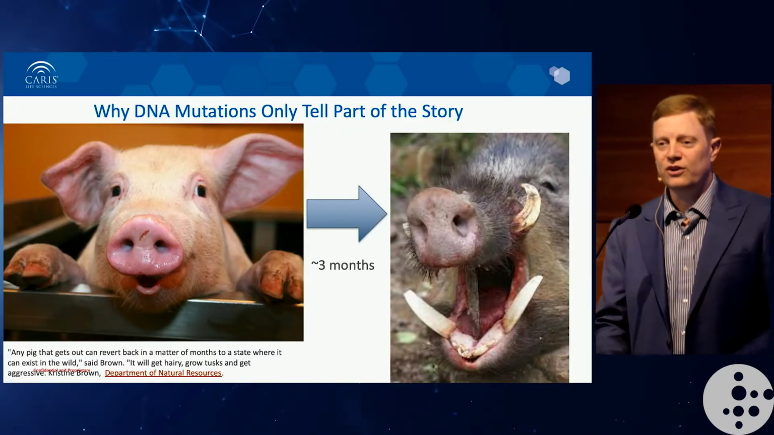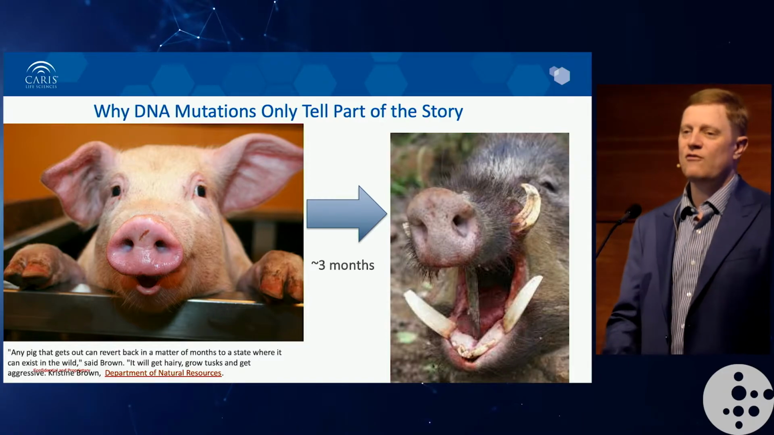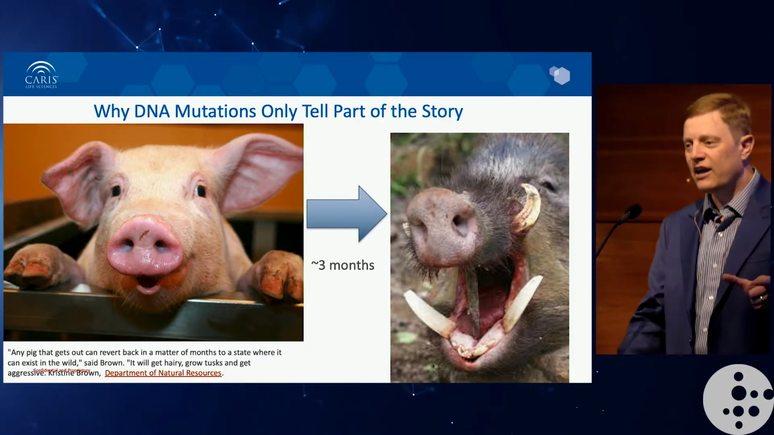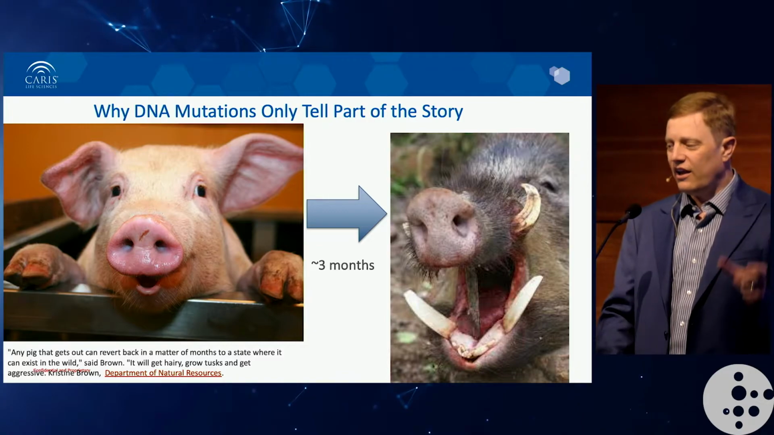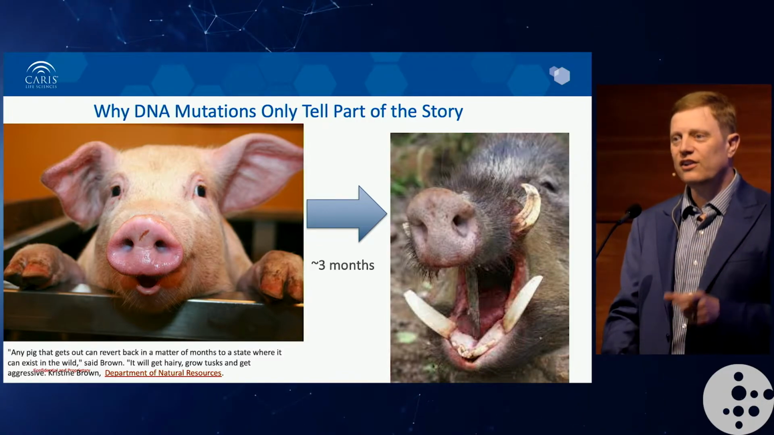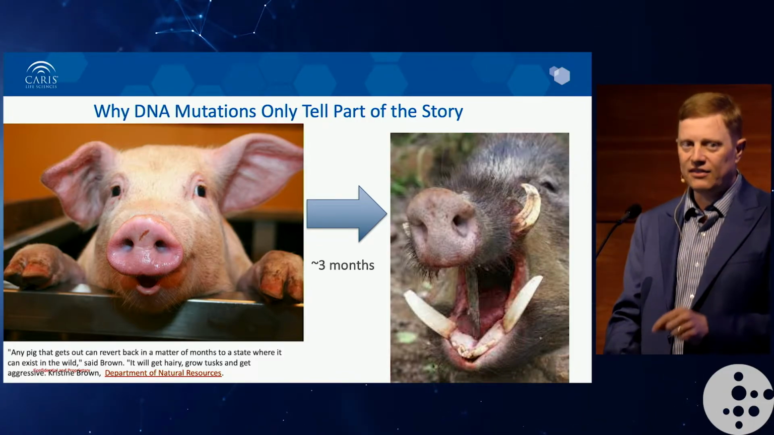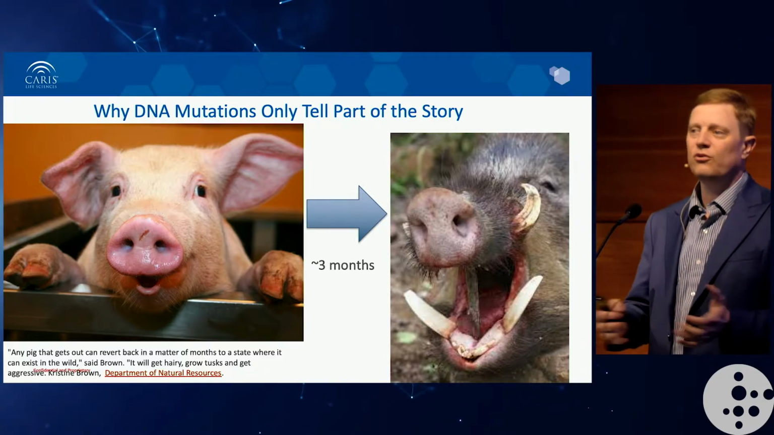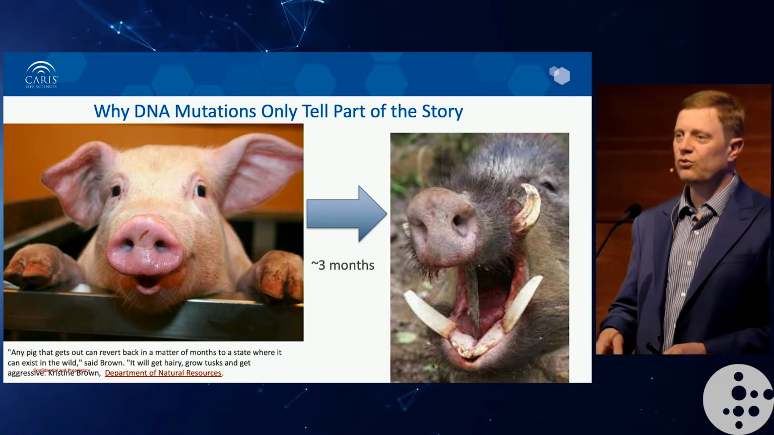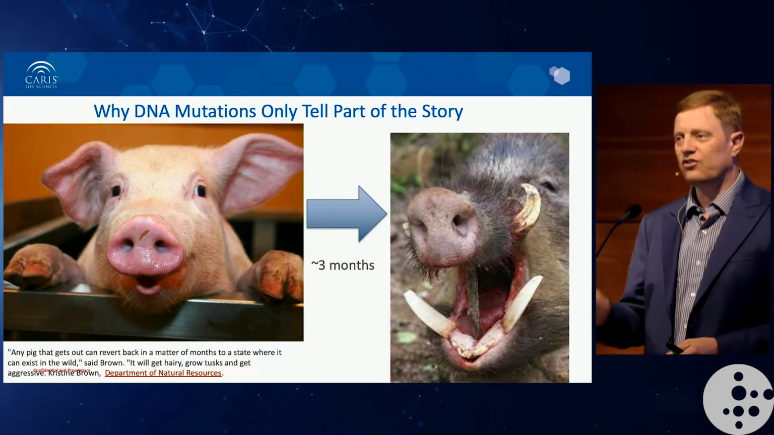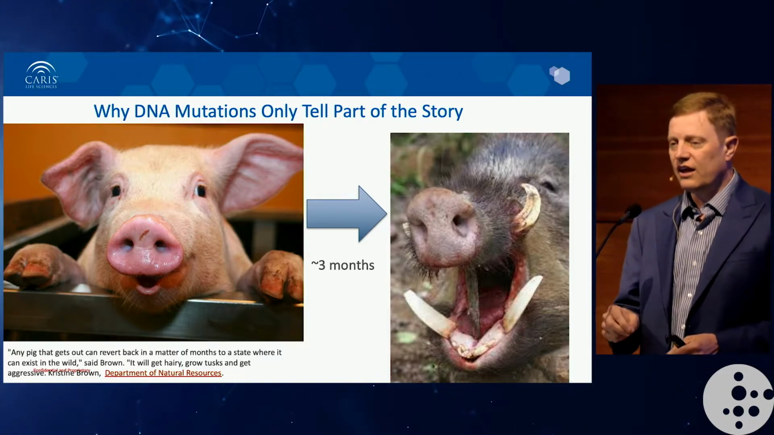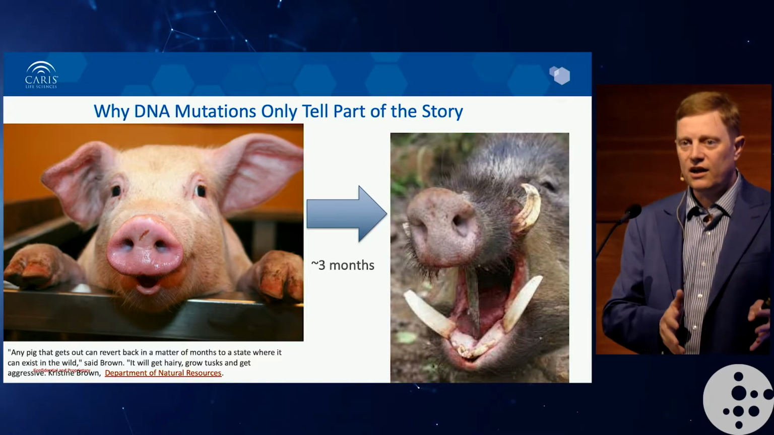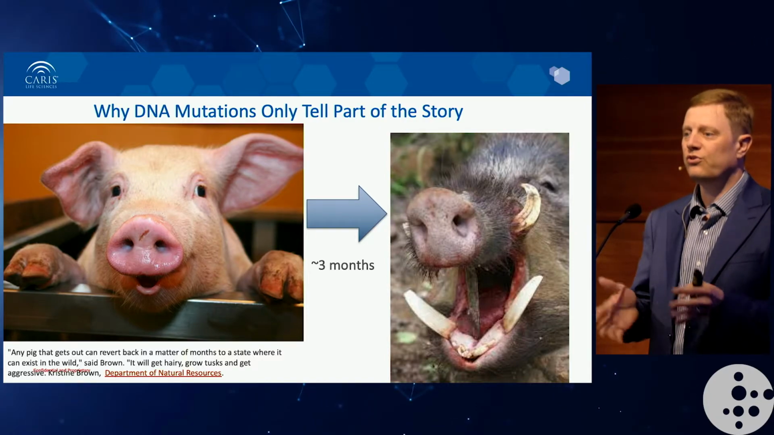So the reason why we're doing this is very simple. DNA does not have all the answers that we need. These 2 animals are genetically identical. It is the same animal. In as little as 3 months, a pig that escapes captivity will go through this incredible physical transformation. It's due to an increase in testosterone and stress and dietary changes. And so this is a phenotypic response that we will never find through sequencing.